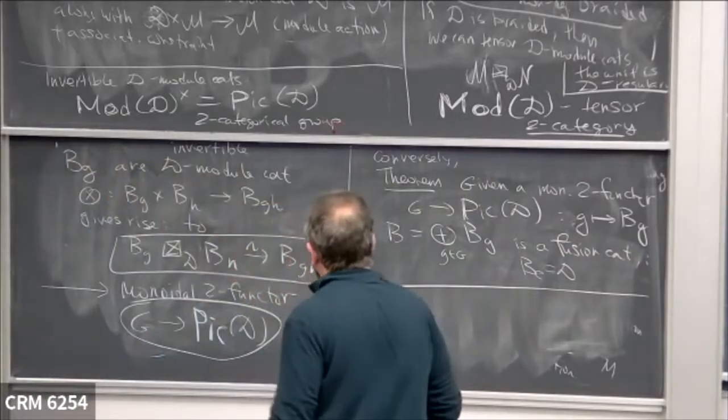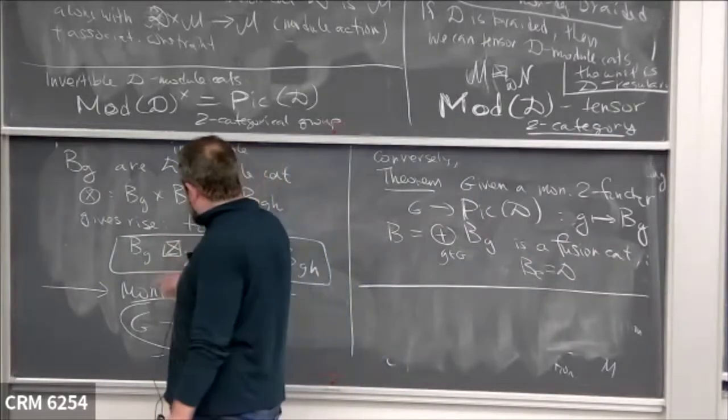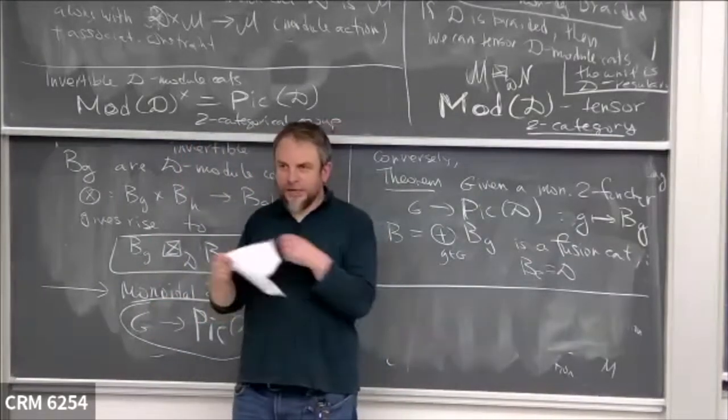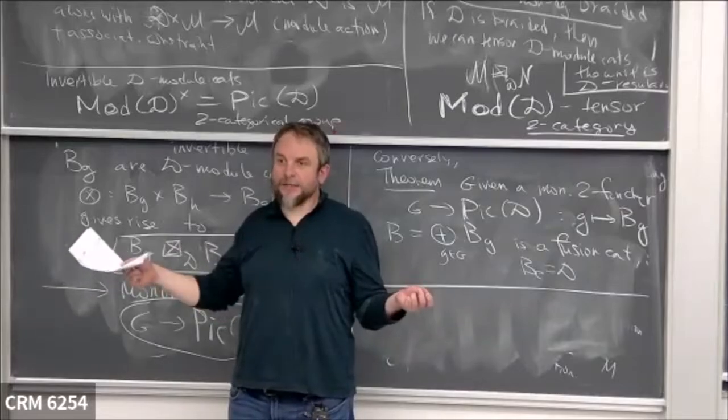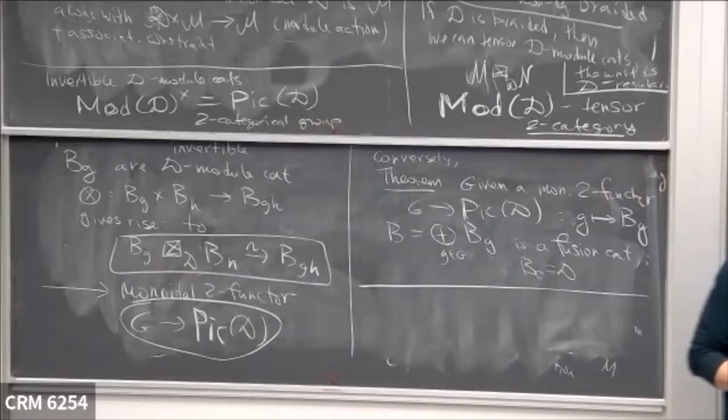Here we view G as a discrete two-categorical group. So objects are elements of G, and the only morphisms are identities. So this is the concise way to express this.